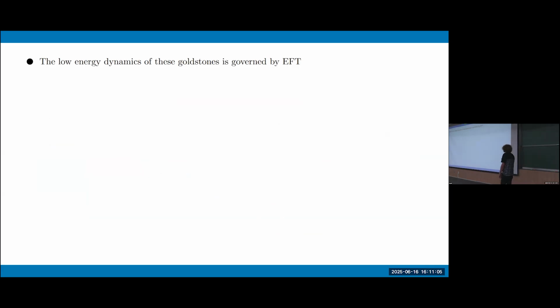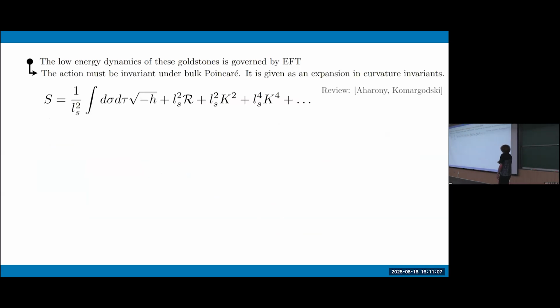And we can write this effective field theory by reminding ourselves that the action must be invariant under Poincaré, and so it can be given by an expansion in curvature invariants. So here's the first few terms in this action. The leading term is just the Nambu-Goto action, which just measures the area of the worldsheet, and then there are higher corrections in terms of Ricci and extrinsic curvature.